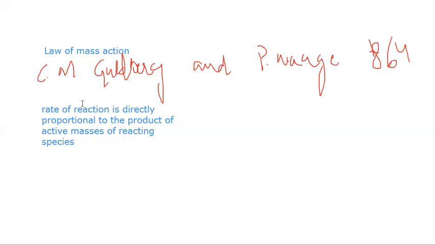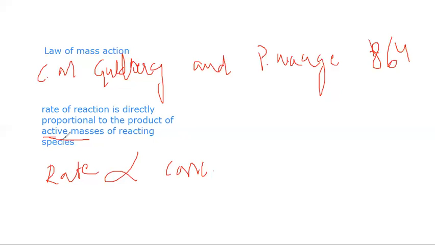What does it mean? It means the rate of the reaction is directly proportional to the concentration of the reacting species. What is active mass? Active mass is basically that portion of the substance which takes part in a reaction. Not all the reactant is reacting. Some specific portion is taking part in a reaction. That is called the active mass.